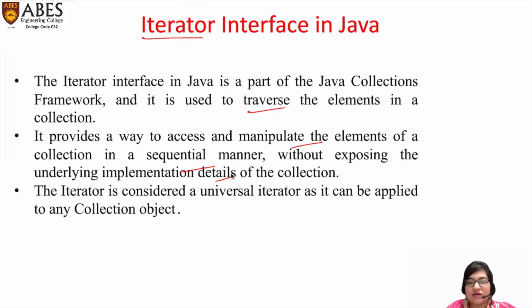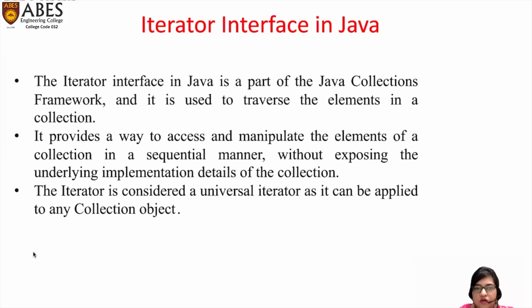Iterator interface is considered a universal iterator from Java 1.2 as it can be applied to any collection object. There are some key features of the iterator interface in Java. The first one is that the iterator interface traverses the elements only in the forward direction. Next, the iterator interface performs both operations, read and remove.